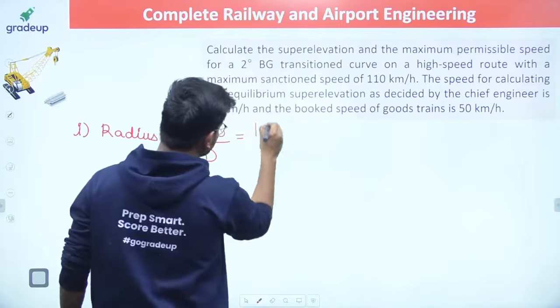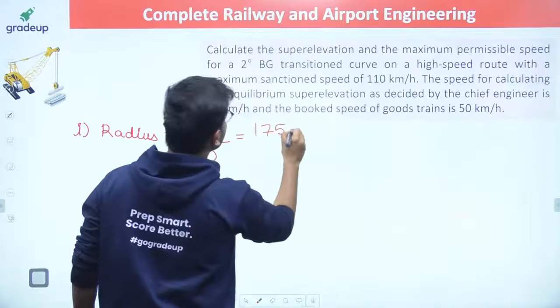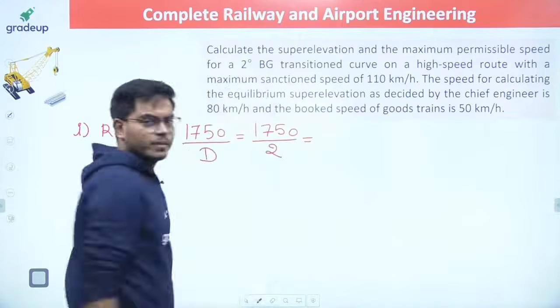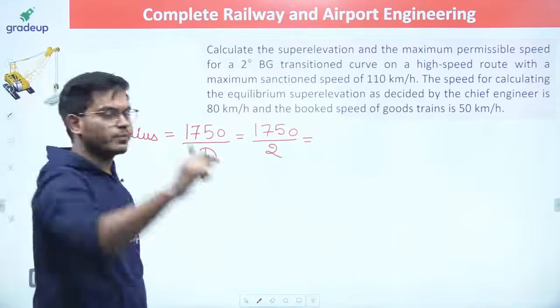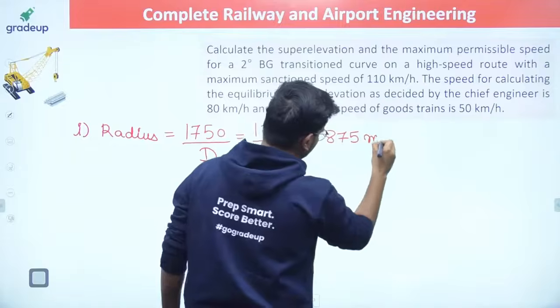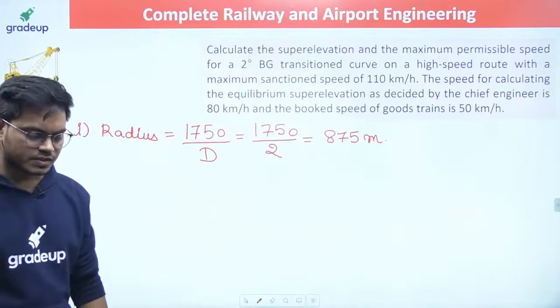So it is 1750 over 2. Very simple. It will be how much? 875. Brilliant. 875 meter. This is the radius.